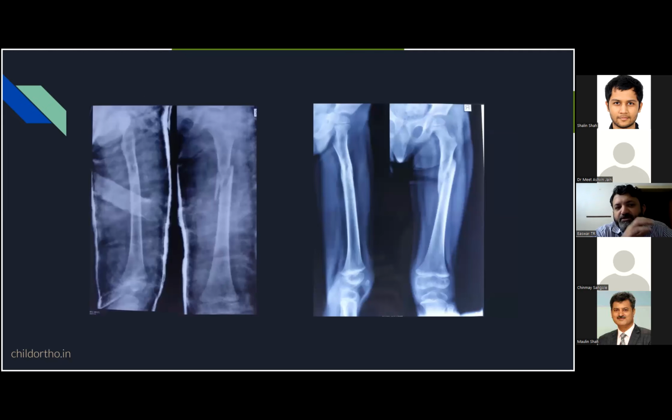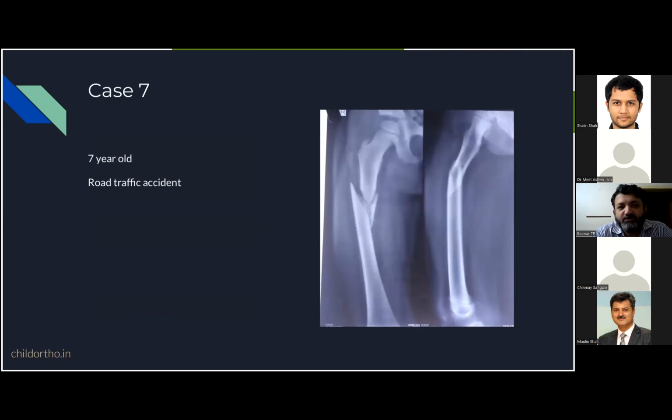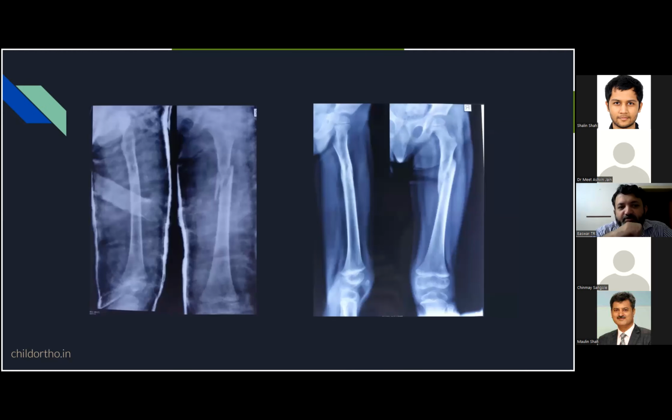This is a tool that you have to consider in your armor, an option that you can consider even in a child as old as 7. You can see how well it reduced back and it has healed quite well. So don't forget the art of the spica. The art of the hip spica is very important. You can reduce closed and maintain these fractures if you counsel the mother properly.